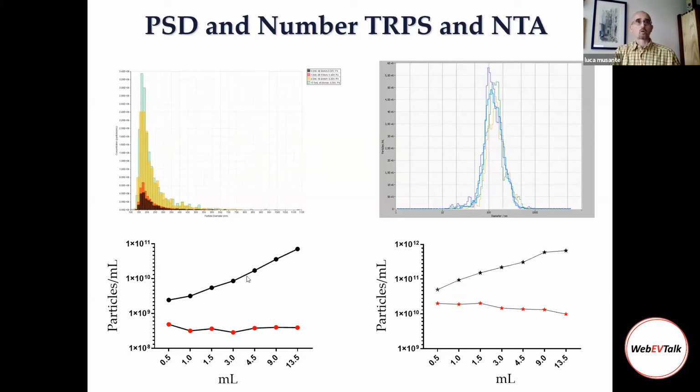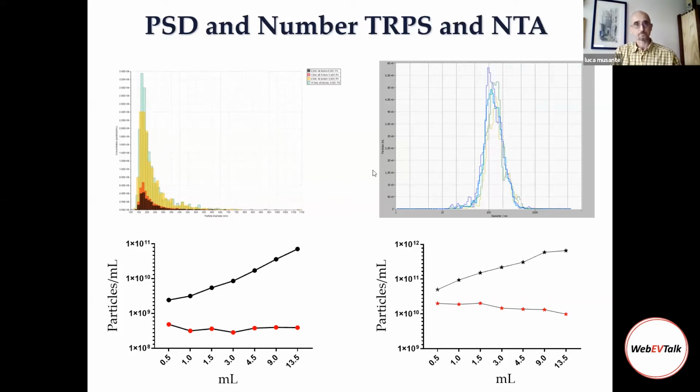Of course, the more you have, the higher the concentration. And when you normalize by the volume of urine, we got a technical CV, coefficient of variation, of around 15%. And of course, as you can see, 0.5 milliliter is already enough to work out both particle size distribution and number with both platforms.